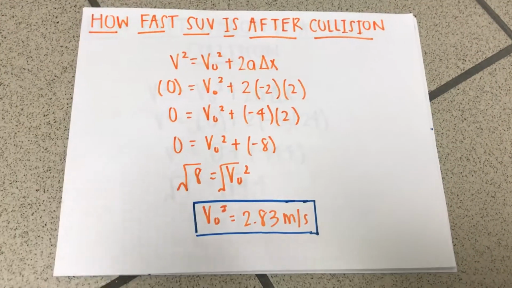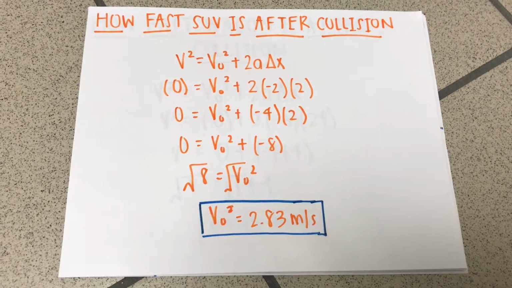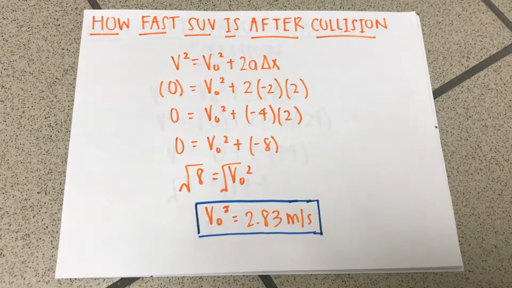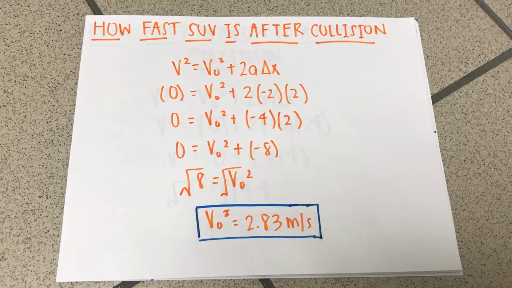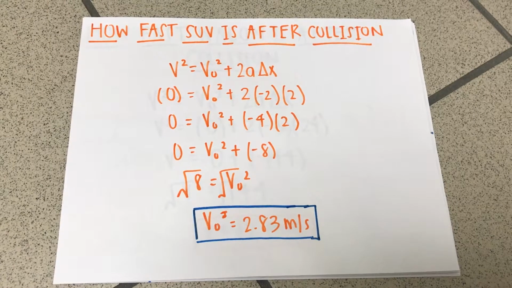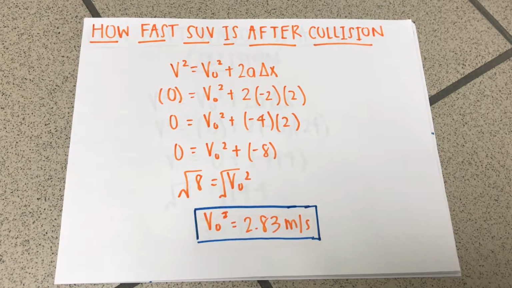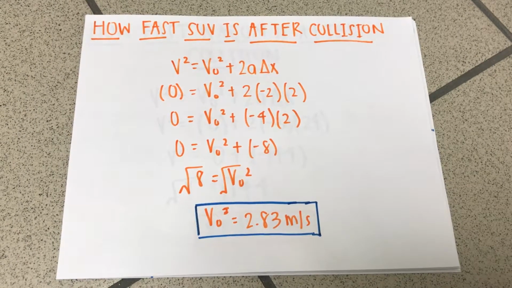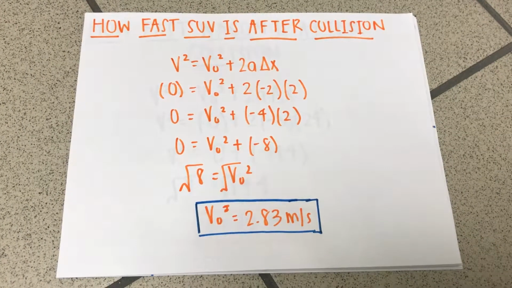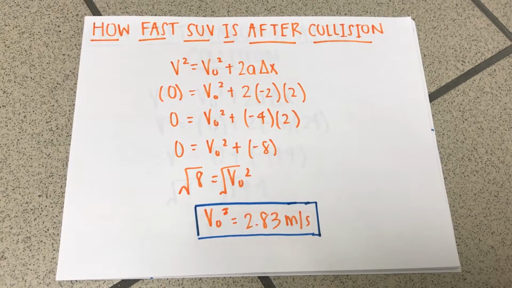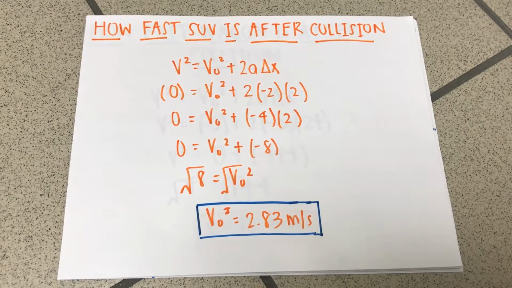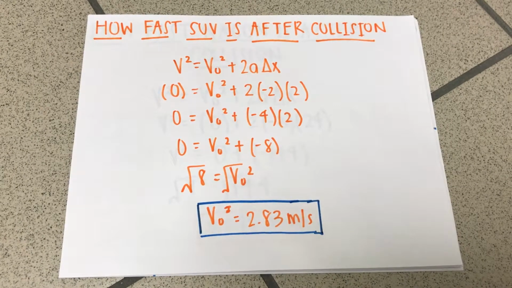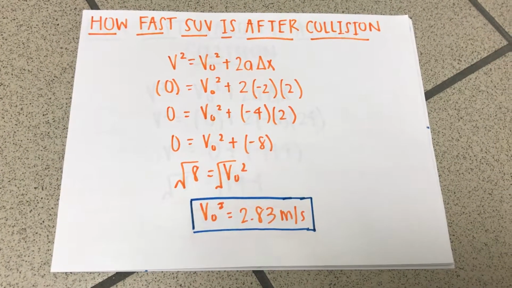The first thing to do was determine how fast the SUV and wagon were moving immediately after the collision. For the SUV, we are looking for the initial velocity since it's initially moving after the collision. The formula v squared equals v naught squared plus 2a delta x can be used to find the initial velocity. V squared is 0 since it comes to a stop. The acceleration was given, which was negative meters per second squared, and the distance was given as well, which was 2 meters. Plug everything in, and the final answer was 2.83 meters per second.